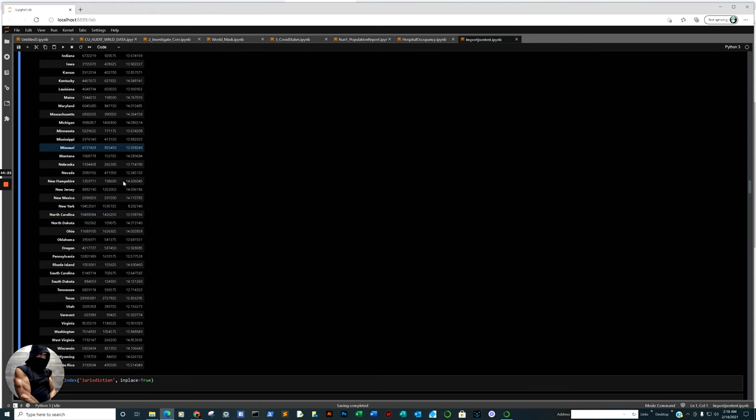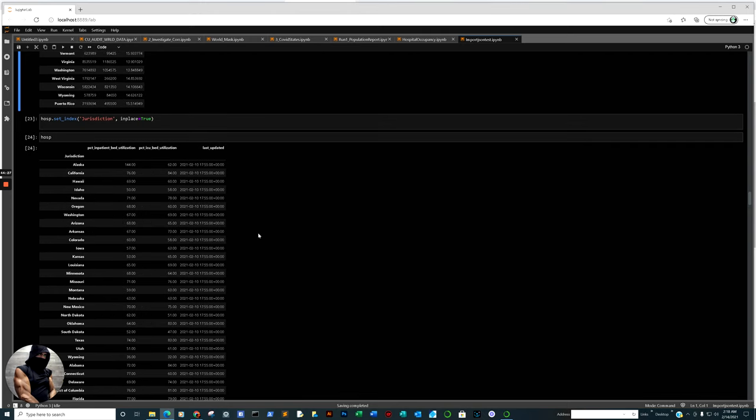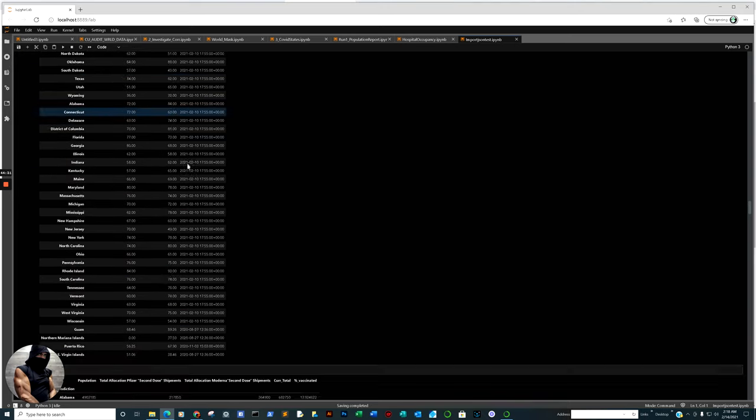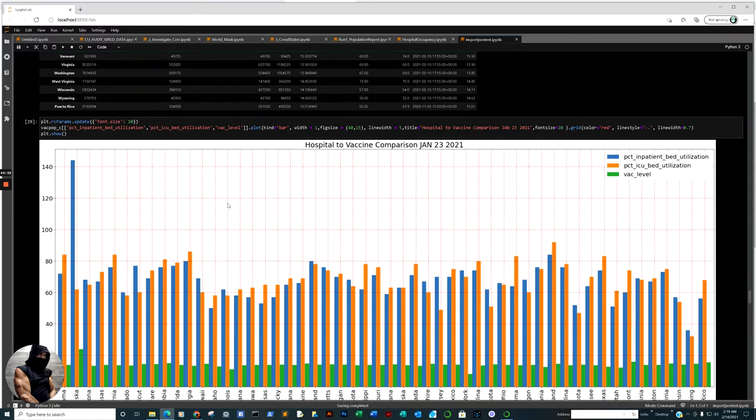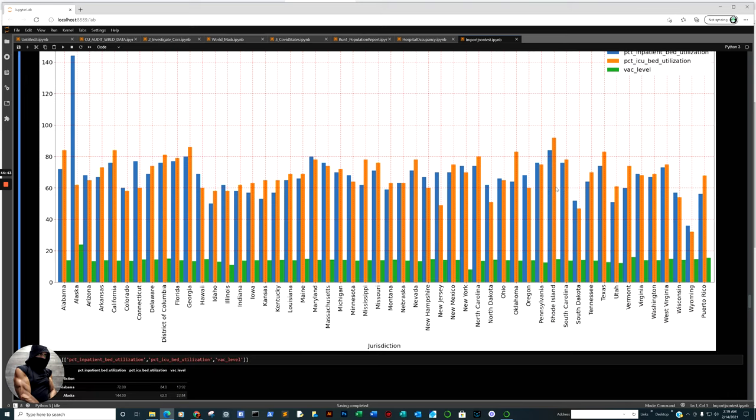But in New York, again, everything else has been pretty uniform except for whatever is the state of New York. And there are our dates as of February 10th that we're looking at. And let's see what we have here. I think, are we done? Nope. Here's our hospital to vaccine comparison: inpatient bed utilization, ICU bed utilization, vaccine levels.